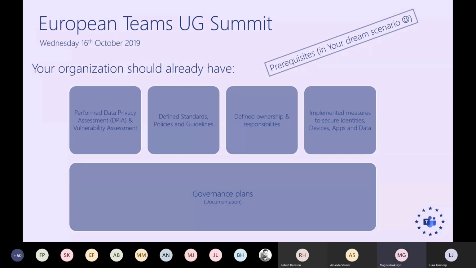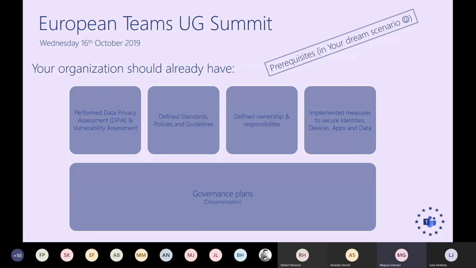But before we start to look at the governance plans, there are some activities that you should have done in advance to adapt and secure your environment. The output of these activities is an important input to your governance plans. Many of you work in the EU, and you know how important it is to perform a data privacy assessment to be GDPR compliant. And you must define and implement standards, policies, and user guidelines. And you should also have a clear overview of ownerships and responsibilities.